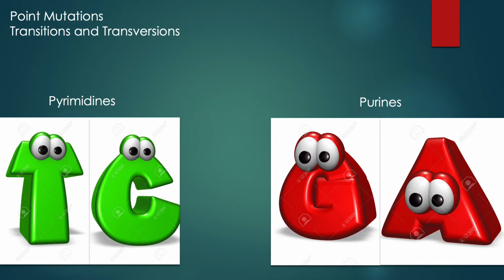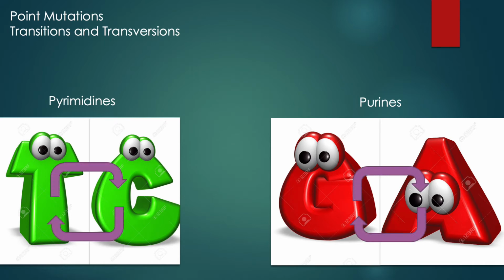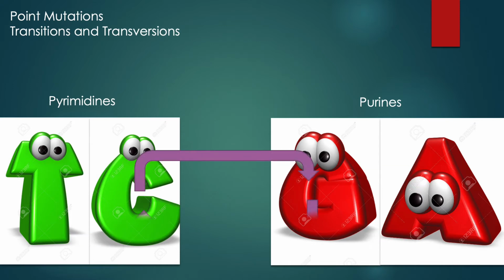A transition is a switching of a purine to a purine or a pyrimidine to a pyrimidine. A transversion is a switching of a purine to a pyrimidine or a pyrimidine to a purine.